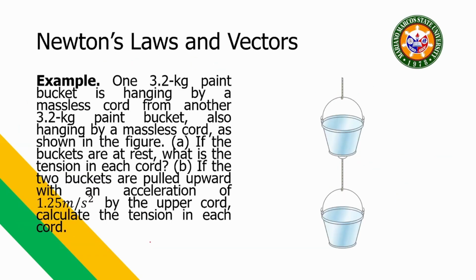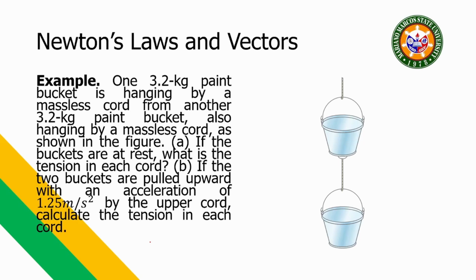So, the next problem or example: we have here a 3.2 kilogram paint bucket hanging by a massless cord from another 3.2 kilogram bucket, as shown in the figure. If the buckets are at rest, what is the tension in each cord? And if the two buckets are pulled upward with an acceleration of 1.25 meters per second squared by the upper cord, calculate the tension in each cord.